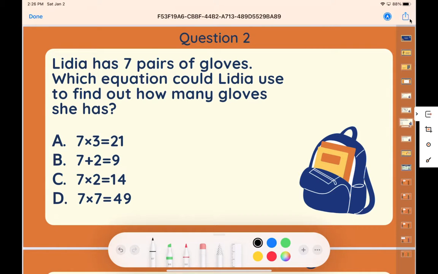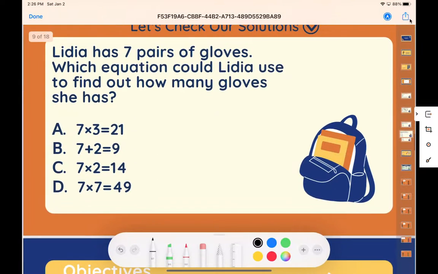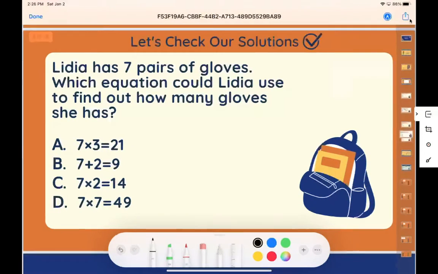All right. Well, let's take a look at our answer. Lydia has 7 pairs of gloves. There is a word that is very important in this problem. And if you don't know what it means, it's going to be really hard to solve it. And that word that I'm referring to is pairs. Lydia has 7 pairs of gloves. Well, if you don't know what pairs are, I know you know what gloves are. Gloves are the things that we wear on our hands when we're cold. And right now it's about to get really cold.